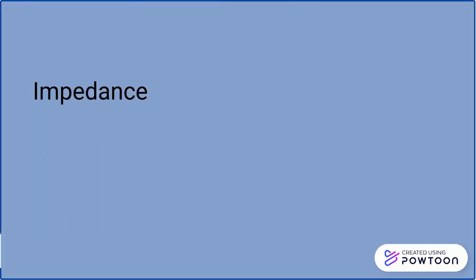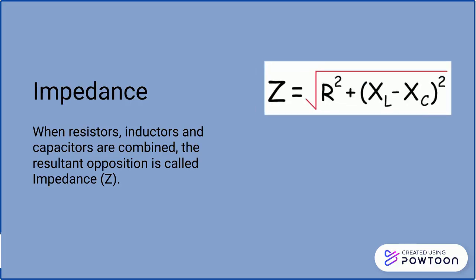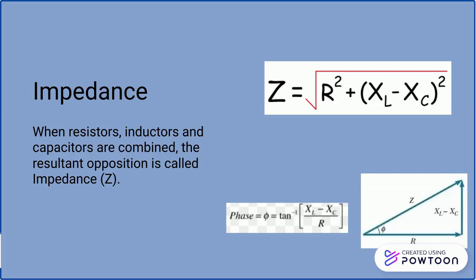In the case of a combination of these devices, whether that's 2 or 3 of them combined, the reactance and resistance add up, and this combined opposition to current is called impedance, given by the square root of (XL minus XC) squared plus R squared. Another relation between the three is given by the phase angle, derived from the impedance triangle as seen on the slide, where phi equals tan inverse of (XL minus XC) over R.